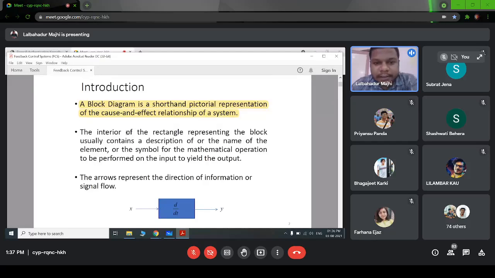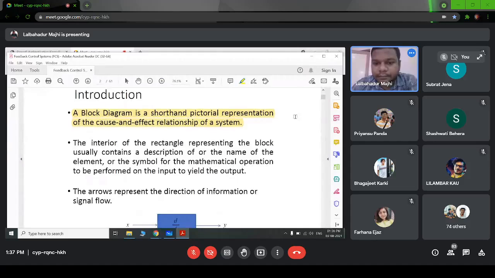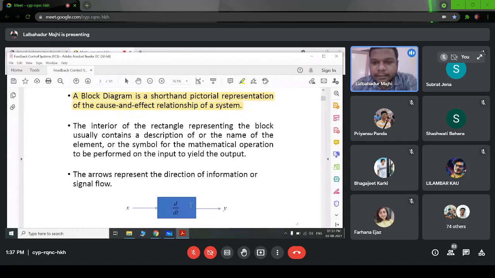So basically the interior of this rectangle represents the block, which usually contains a description of or the name of the element. We'll see that later. So this rectangle will contain a description of or the name of the element, or the symbol of the mathematical operation to be performed on the input to yield the output.